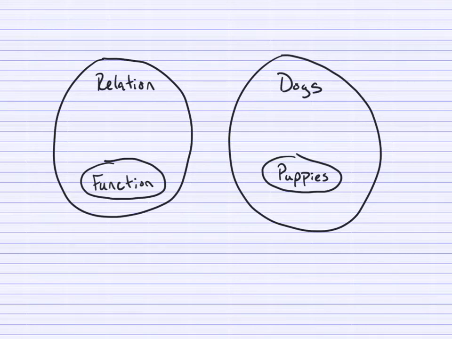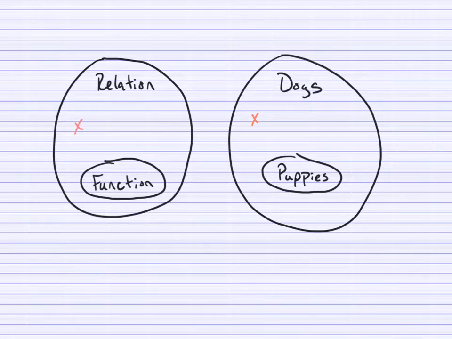For instance, over here to the right, not all dogs are puppies, but all puppies are dogs. And the same thing over here: all functions are relations, but not all relations are functions. For instance, this little X right here is in the area for the dogs, but it is not a puppy. So that's like a grown Rottweiler or something like that.